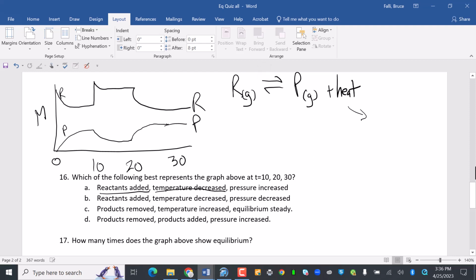And then at 30, pressure increased. Well, pressure would have no effect. So right now I'm thinking it's A. Reactants are added. Temperature is decreased. Pressure is decreased. Oh, shoot. That means either one of them will work. A or B or both.